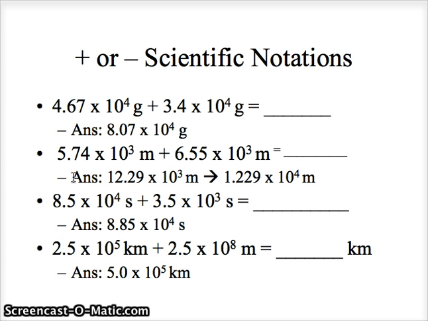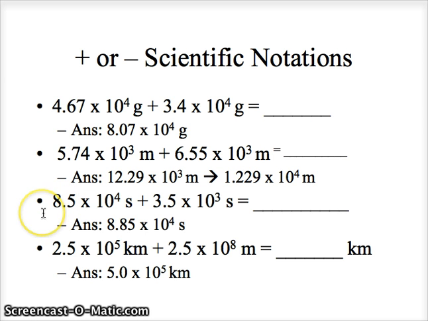Now here's the problem. The problem is we need to figure out a way to keep this answer in the correct format with a scientific notation. So we have 12.29 as the base number, and we got to keep the base number between 1 and 9.99. So we got to move the decimal point to the left 1 time, making the exponents larger by 1, since we increased the power by 1. So 1.229 times 10 to the 4th meters. And that's for the second bullet point.